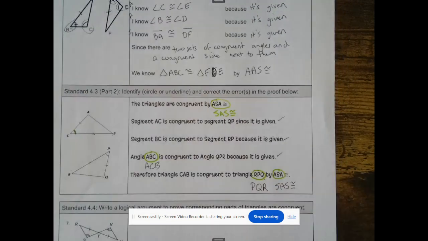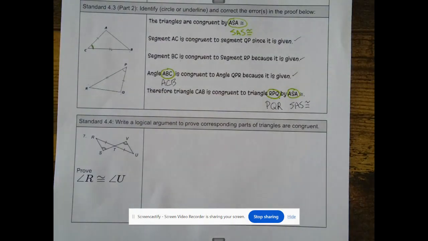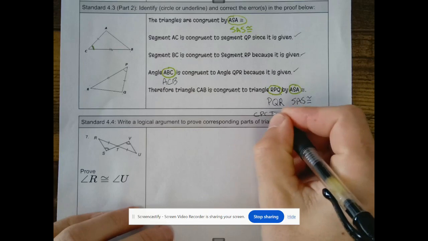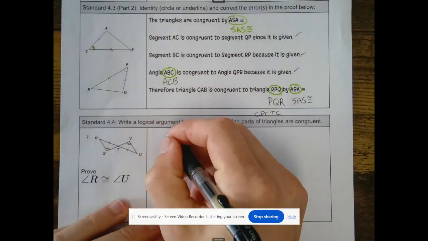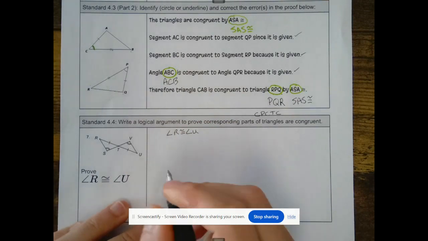All right, last part here. Standard 4.4. Write a logical argument to prove corresponding parts of congruent triangles are congruent. That's our acronym, CPCTC. We're going to finish with that. So let's start with our claim. Our claim is to prove this true. So our claim is angle R is congruent to angle U. That's our claim. Now, what's our evidence?